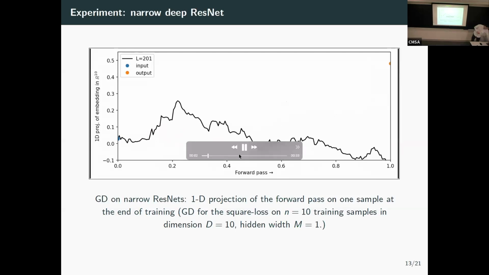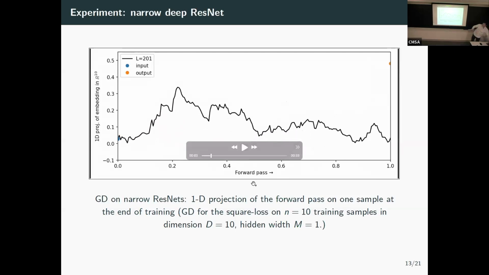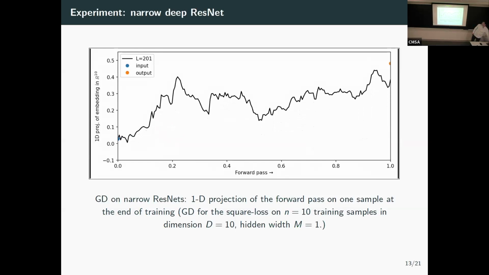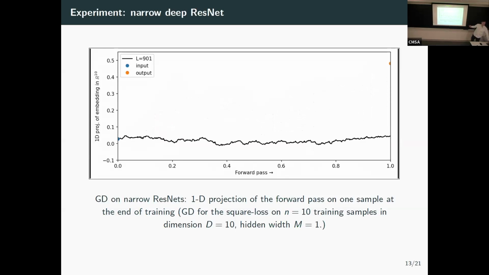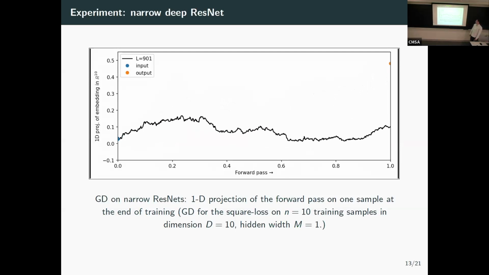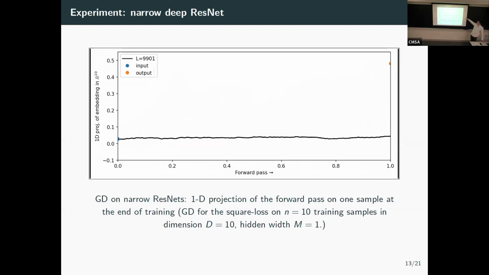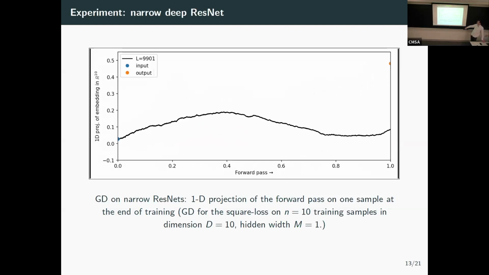Here the depth is 200. There's not much to say, except that it seems to converge, which is good news, but no one knows why. I mean, no one knows how to prove that it's the case in general. Now I will increase the depth and go to 900. It becomes slightly more regular and still behaves well. Let's increase the depth again. I will restart, and now this is depth 10,000.